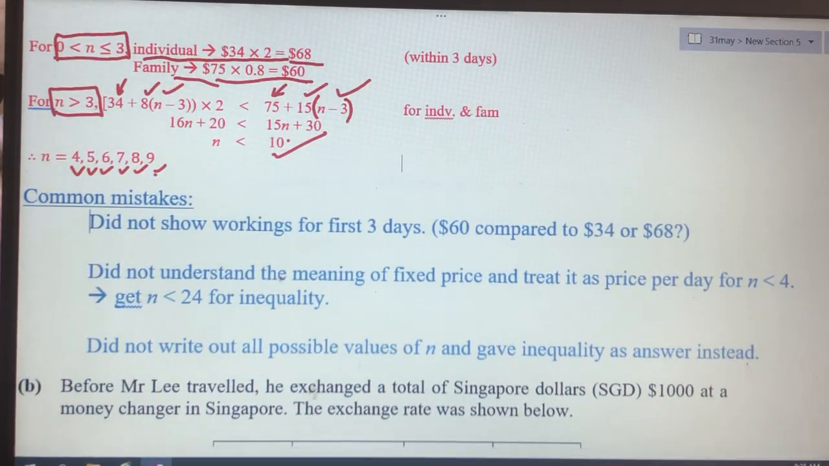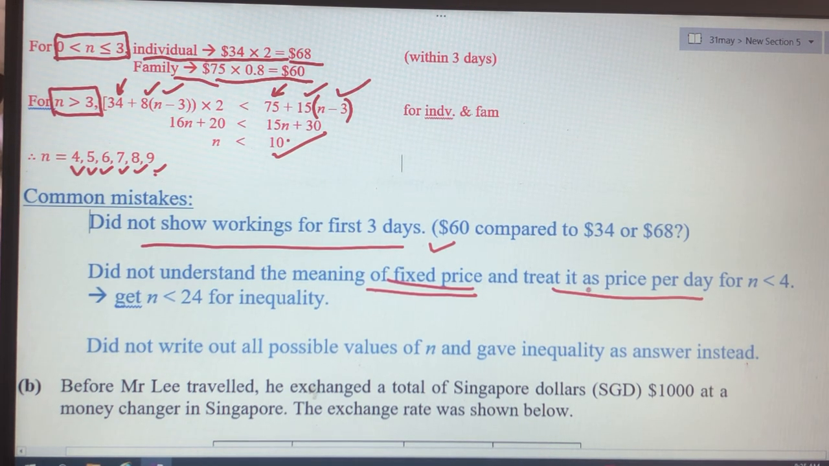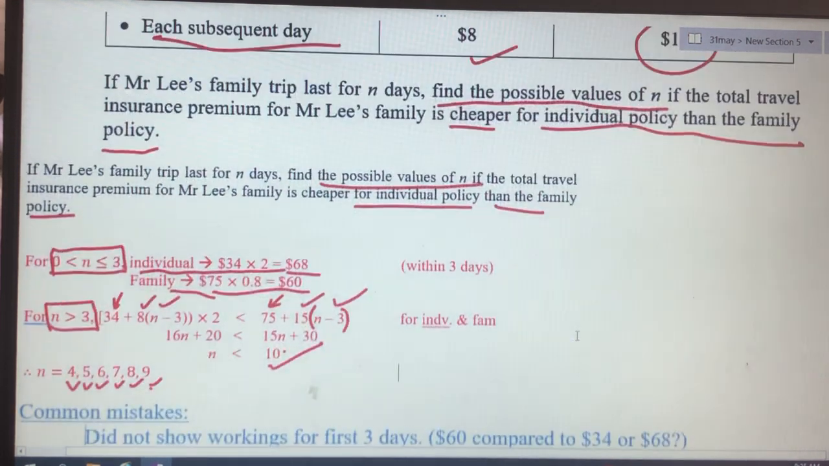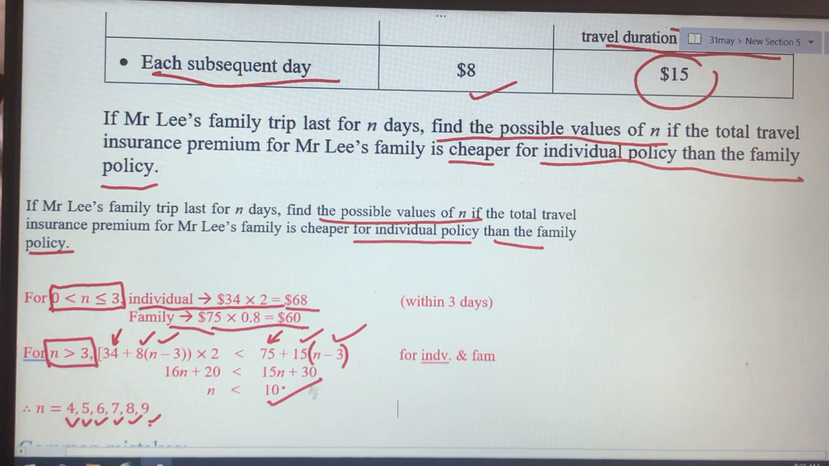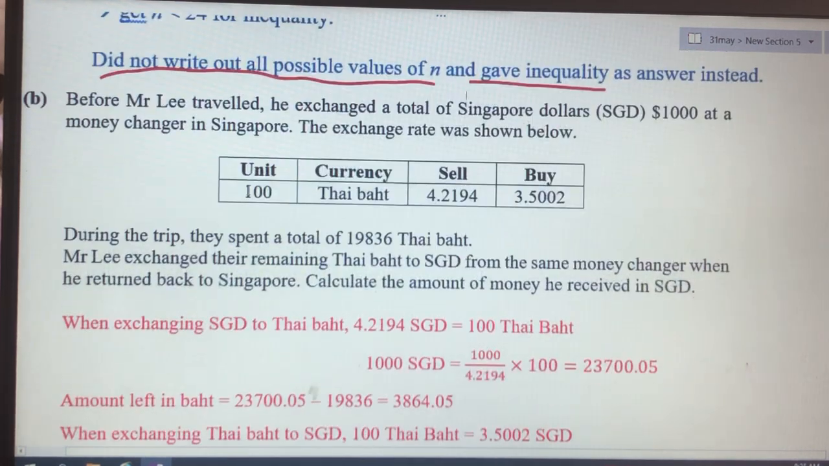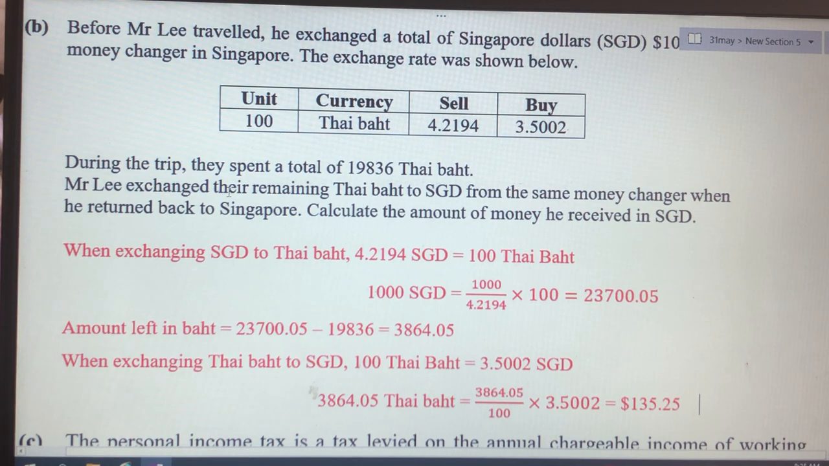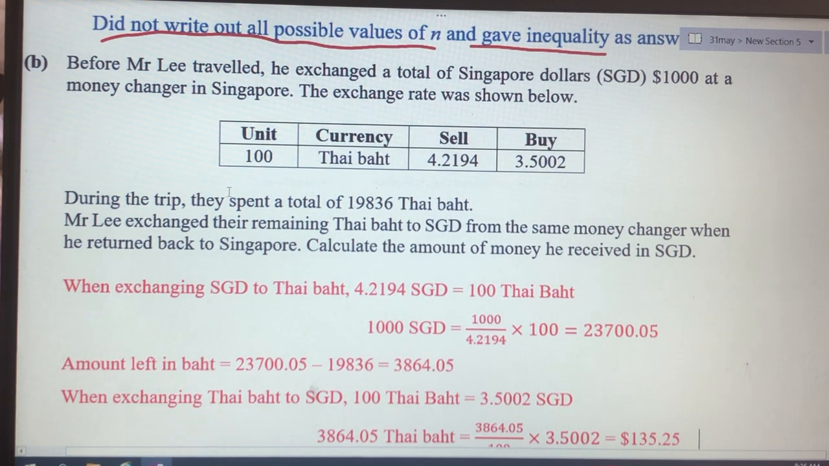Did not show working for the first 3 days. That is one of the mistakes. Did not understand fixed price. Fixed price means fixed. It doesn't mean it's price per day or whatever. Then some of you did not write this out and gave an inequality as the answer instead. If they want an inequality, they will say find the range of n. But that's not what they're asking you. They're asking you for the possible values of n, so you've got to list it out.